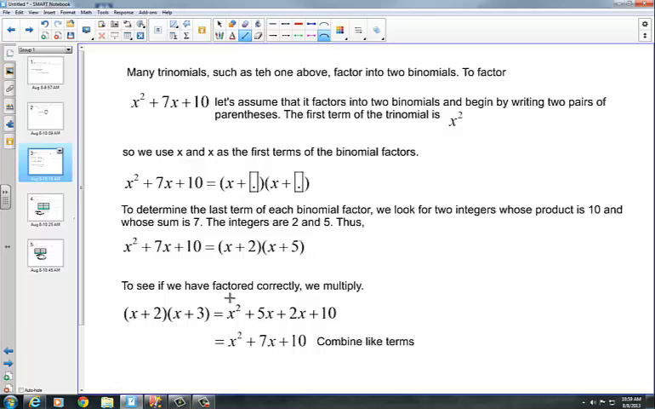To see if we have factored correctly, we multiply. (x plus 2)(x plus 5) equals x squared plus 5x plus 2x plus 10 equals x squared plus 7x plus 10. We combine like terms.